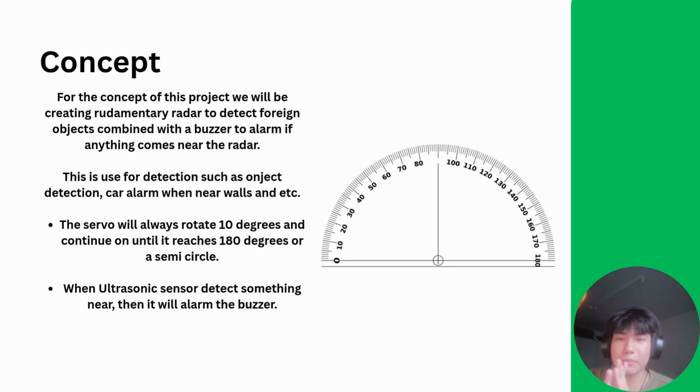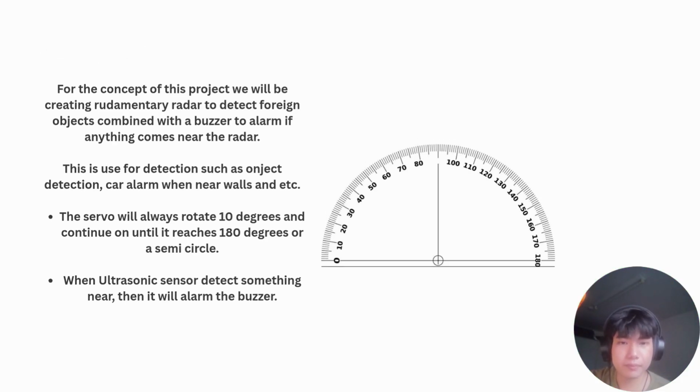But in our demonstration, we'll be doing 5 degrees, even though it's a bit dangerous. It is very dangerous. 5 degrees is going to break our servo. It's going nuts. And when the sensor detects something, it will cause an alarm, which I already said. So that's our concept for our project.